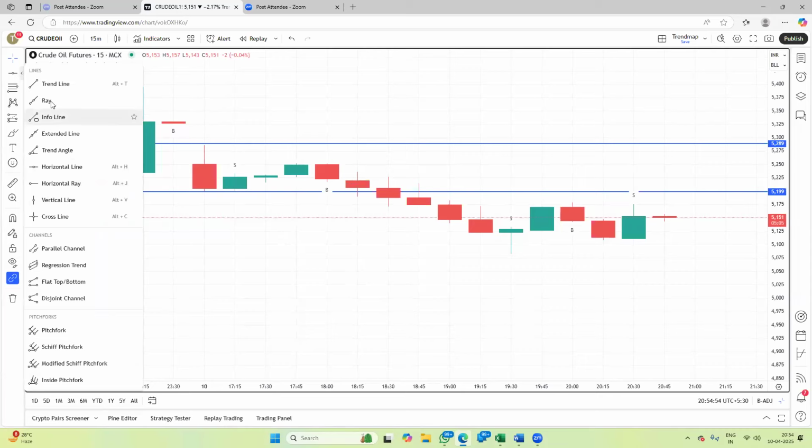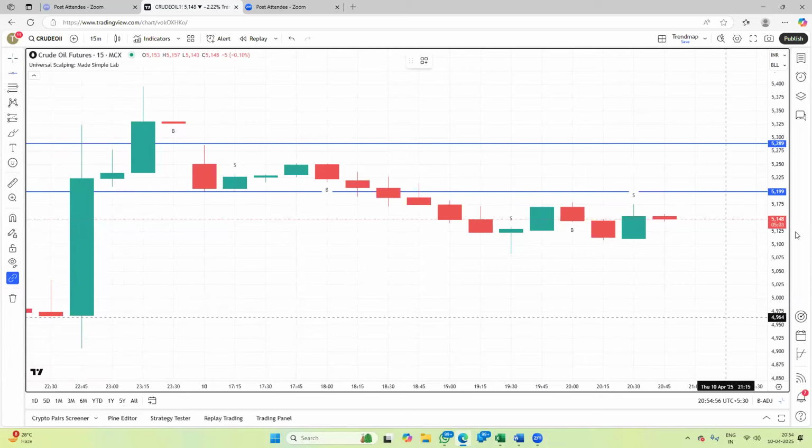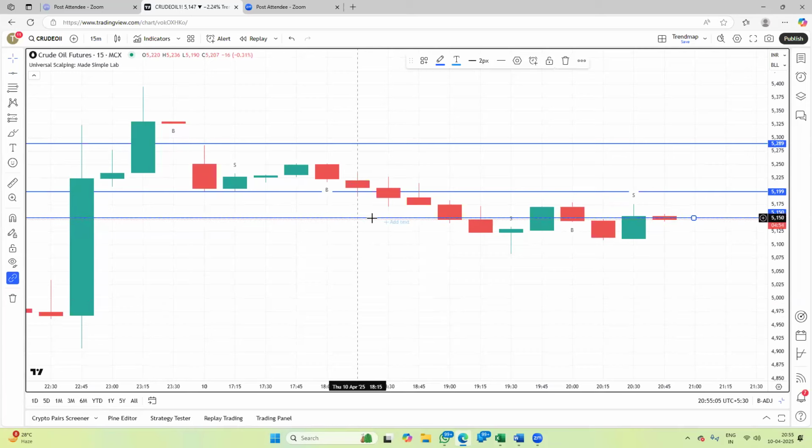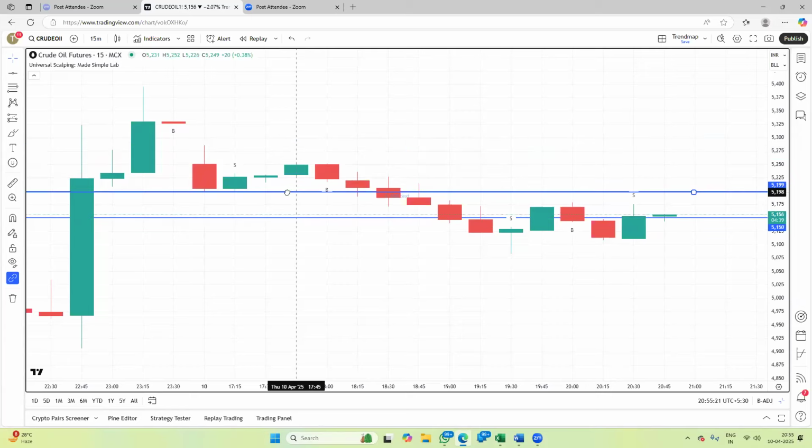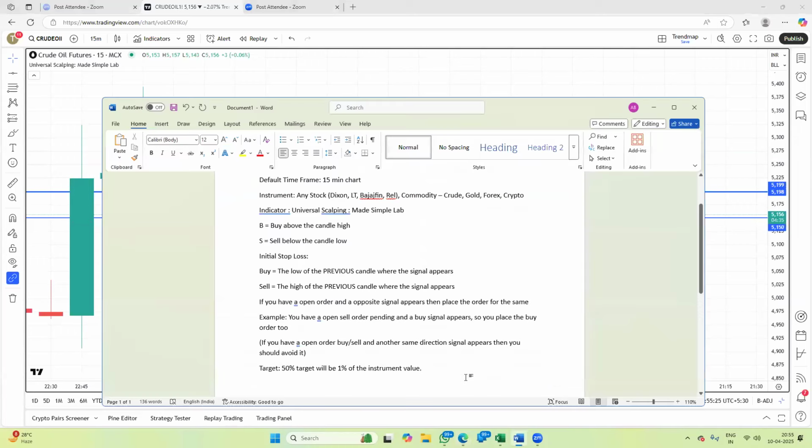So let's say it is 5,199, roughly say 5,200. So 5,150 will be your first target. Clear? This point is clear to you? Yes, sir. Good. Now, once this 50% target is hit here, immediately your stop loss for the remaining 50% will be cost to cost, right? Okay.